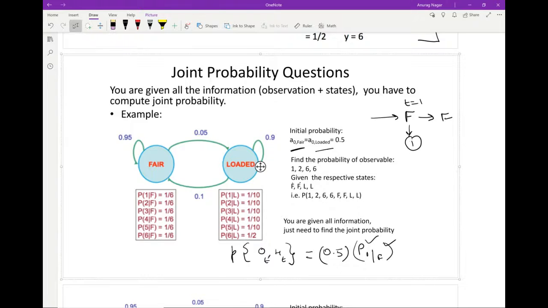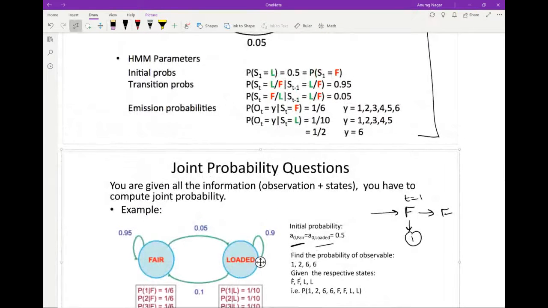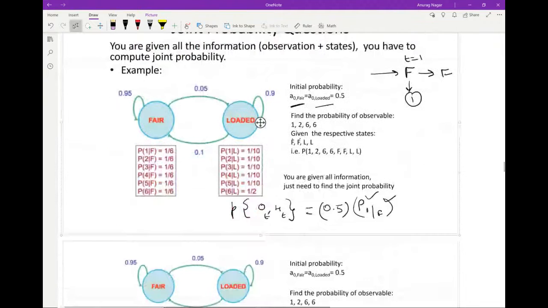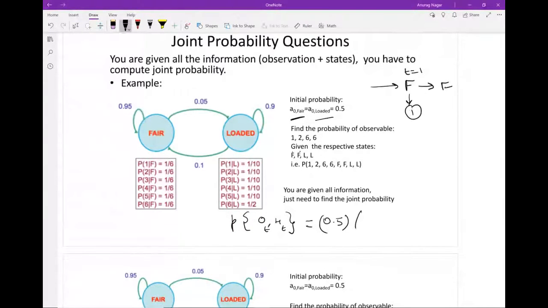So let's see what it means. Probability of outputting 1 in the fair state is 1 over 6. Then jumping from fair to fair, what is the probability of that? It is 95%. Okay, then I go into fair state again. What do I output? Well, output 2. The probability of that is 1 over 6. And then I jump from F to L state. The probability of that will be 0.05.